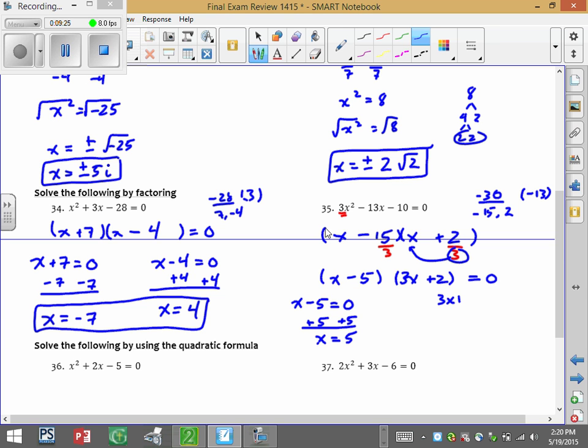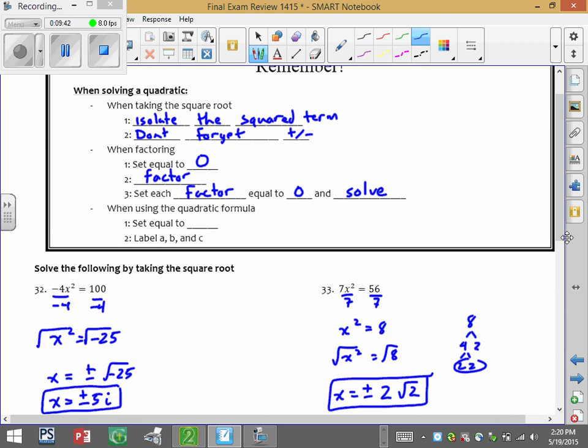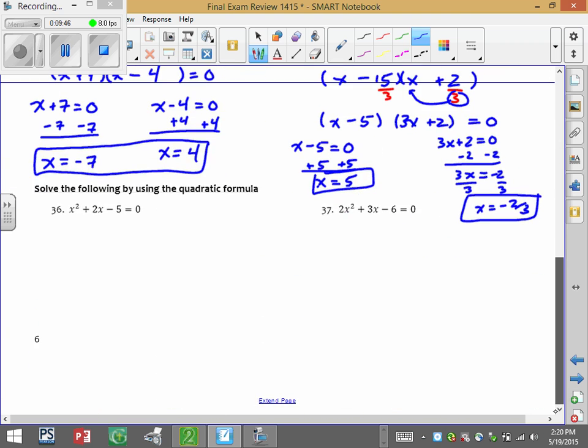Or 3x plus 2 equals 0. Subtract 2. So 3x equals negative 2. Divide both sides by 3. So x equals negative 2/3, and x equals 5. And then finally, quadratic formula. Again, make sure we set this thing equal to 0, and then label a, b, and c before you plug them into the formula.